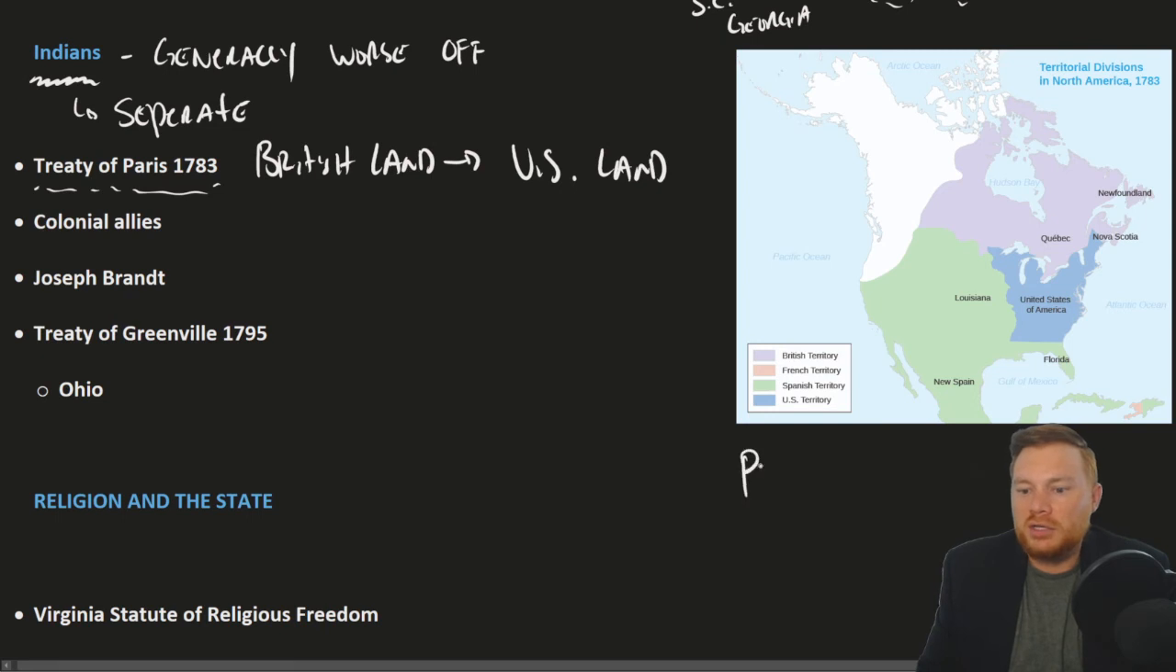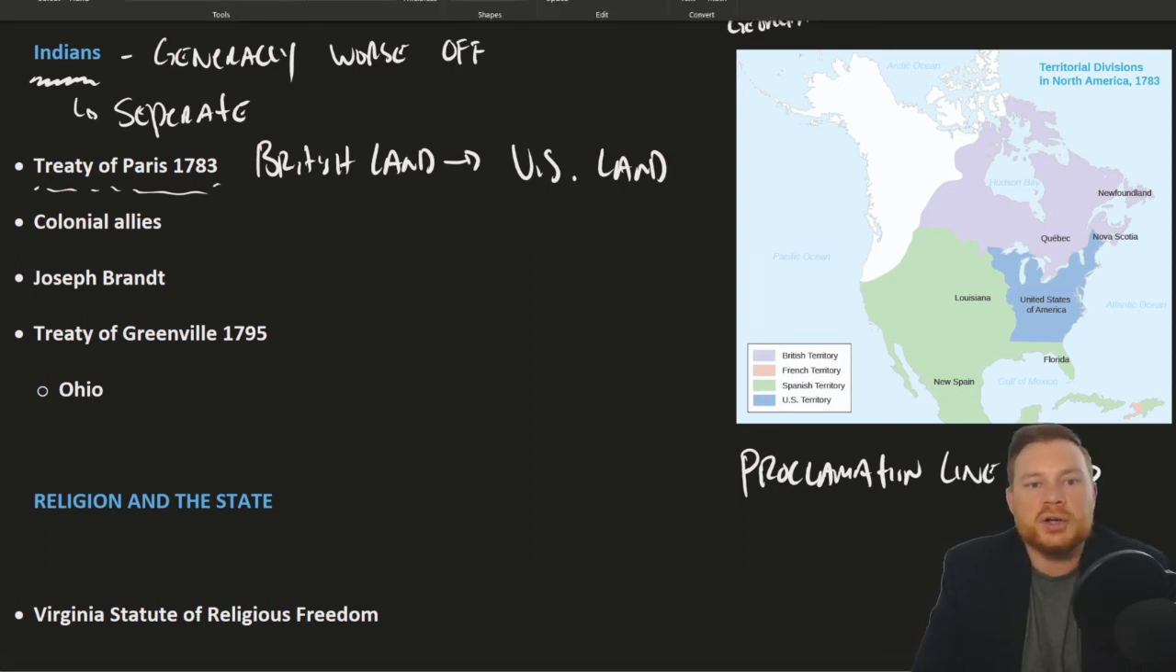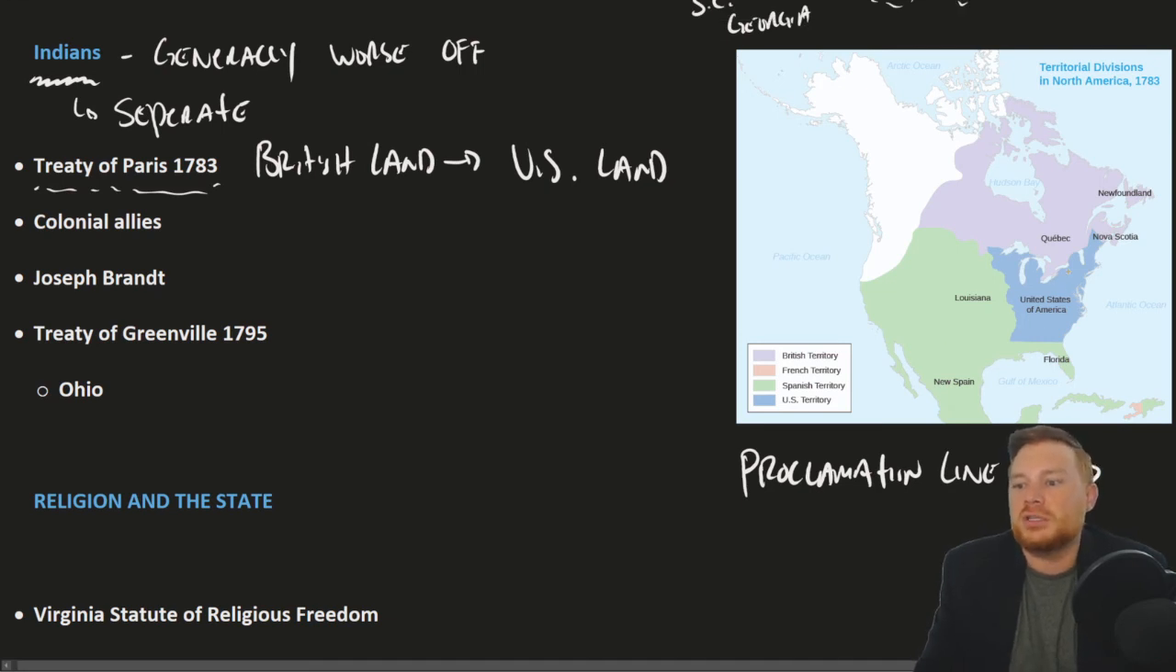And that proclamation line, some of this is review, but we'll go over it anyways. The proclamation line that the British had set down before the American Revolution to try and stop violence between settlers and natives. Again, the British pretty much drew a line right here. This had all been British territory before, saying that settlers couldn't cross it. Well, now that it belongs to the United States, well, here come the settlers.